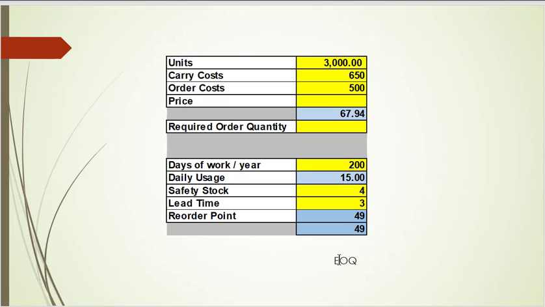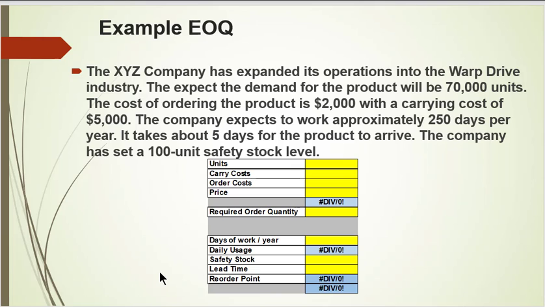And of course, there's a worksheet available. Plug in the data that you know, and then at the end, down here, you see the reorder point, 49 units, is when the reorder point is supposed to happen.